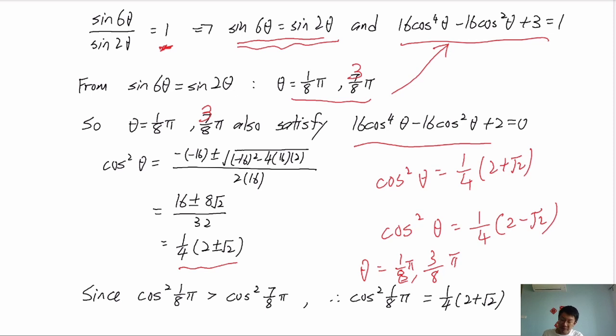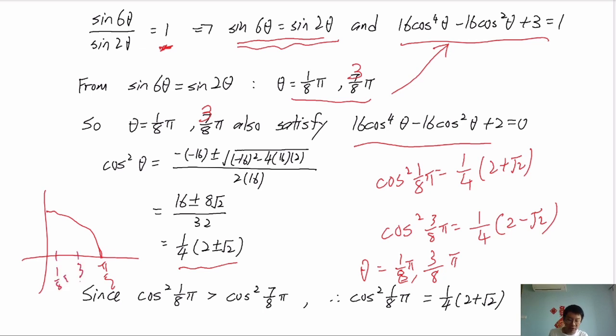For the first one, because it's 2 plus, it has a larger value, so the larger value belongs to 1 over 8 pi. For the second value, 2 minus root 2 is a smaller value, so we give it to 3 over 8 pi. Remember in the first cycle up to pi over 2, the value of cos goes like this, and that's for cos squared. So the smaller the theta, the larger the value of cos squared theta. So this would be for 1 over 8 pi, and this would be for 3 over 8 pi.